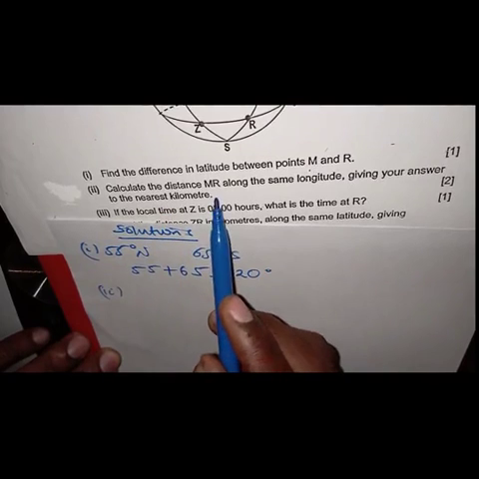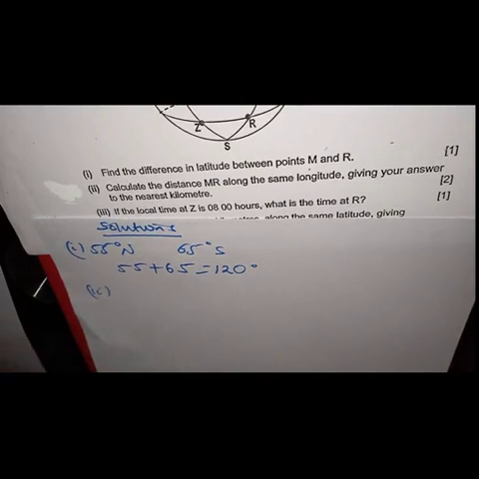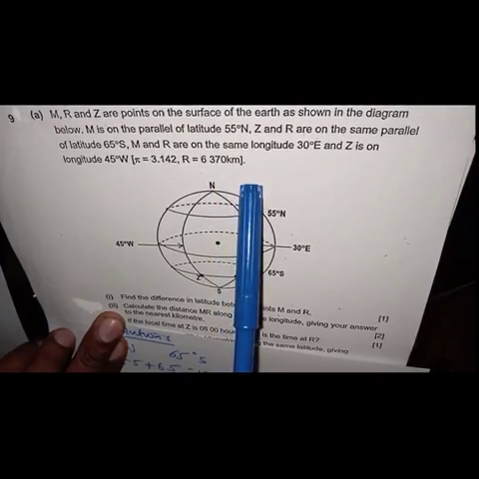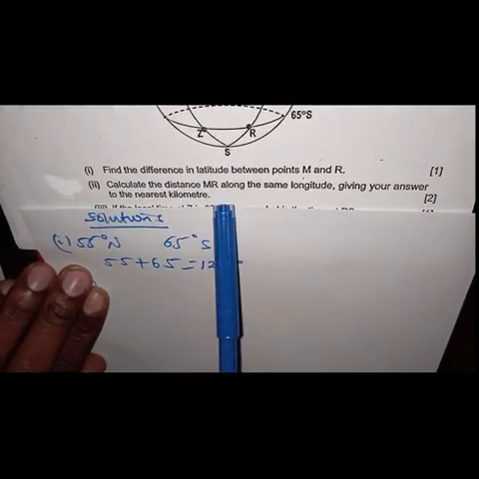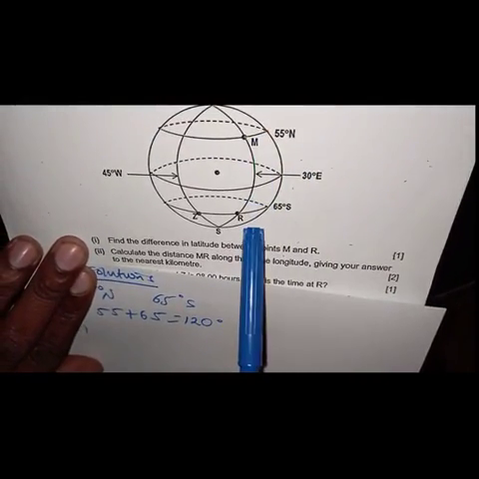Question 2. Calculate the distance MR along the same longitude, giving your answer to the nearest kilometer. They are talking about kilometer because here the radius was given in kilometers. If the radius was in nautical miles, nm, they were going to talk about nautical miles as well. So now distance MR, from M to R, what's the distance?